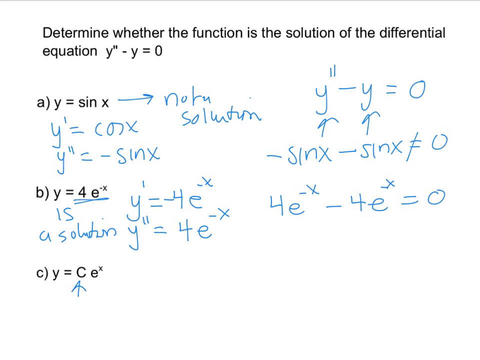Now, c is a constant. C could be all the constants. It could be any constant. It doesn't have to be the same constant.